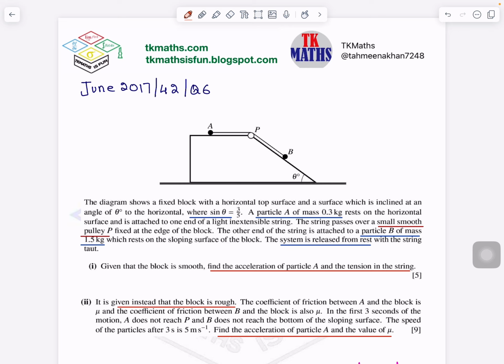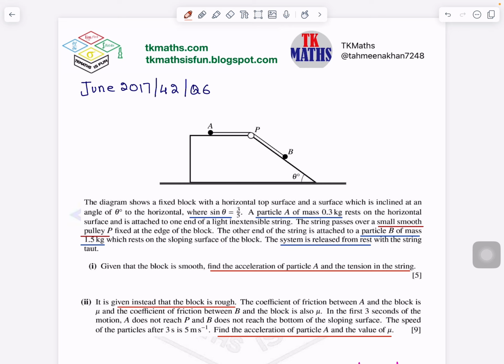In this question, you can see the situation that the particle is on the flat surface and on the ramp, right? So I have highlighted all the important points. Theta is not given to you here, rather it is given in the question: sin theta is 3 upon 5. And particle masses are given to you. A has mass 0.3 kg and B has mass 1.5 kg. Initially they are at rest and the system is released from rest. It is written here, right? And string is taut means there is no slacking in the string. So it is very tight.